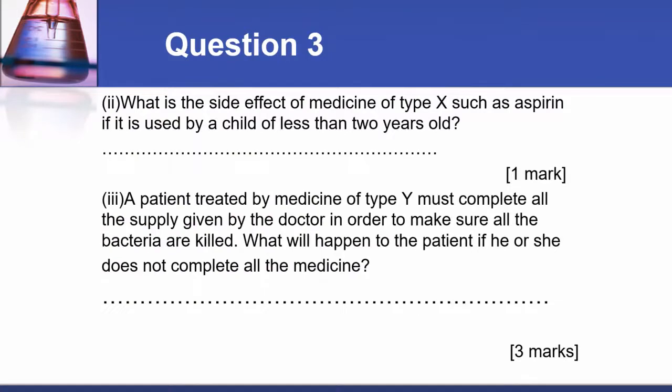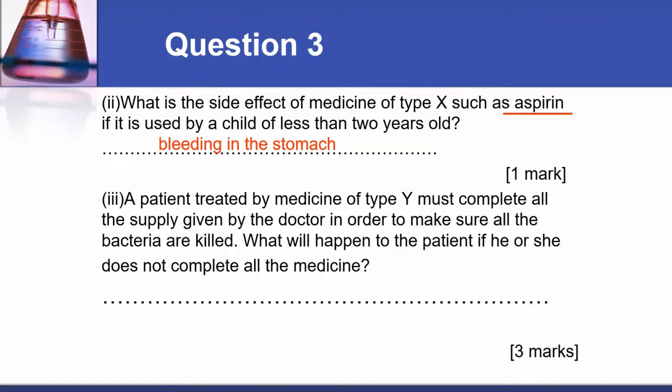For question 3b2, what is the side effect of medicine of type X such as aspirin if it is used by a child of less than 2 years old? So you should know that aspirin is acidic in nature because it contains the functional group COOH. So if used by children less than 2 years old, it will cause internal bleeding or bleeding in the stomach. A patient treated by medicine of type Y must complete all the supply given by the doctor in order to make sure that all the bacteria are killed.